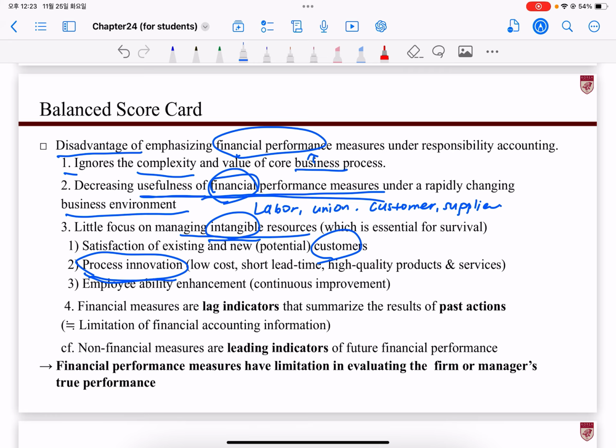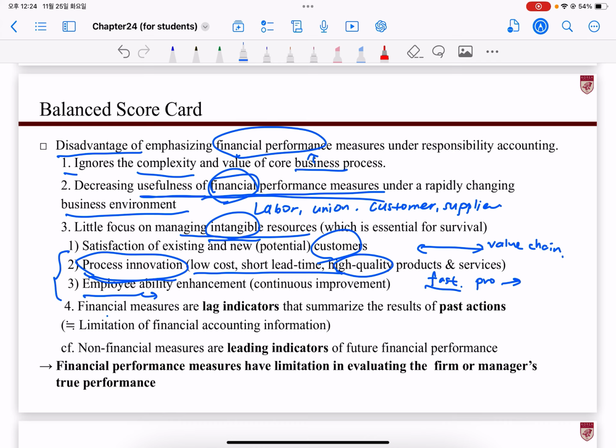So process innovation is all about the value chain: how fast can we bring the product to a customer with a better quality, with a low cost. That is about innovation of a process. Intangibles is not only about customers, it's also about employees. So are employees satisfied? Are employees getting more better learning from the company, right?